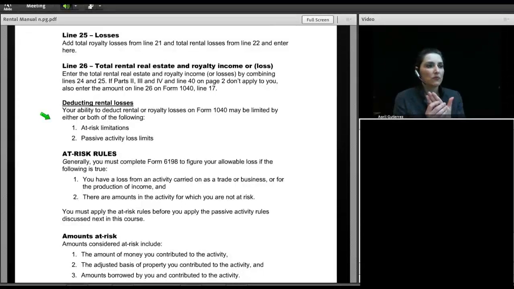And if you have a K1, that's a flow-through entity that comes through to your personal return as reported on Schedule E, page 2. And we're going to talk about some of those tax treatments today.